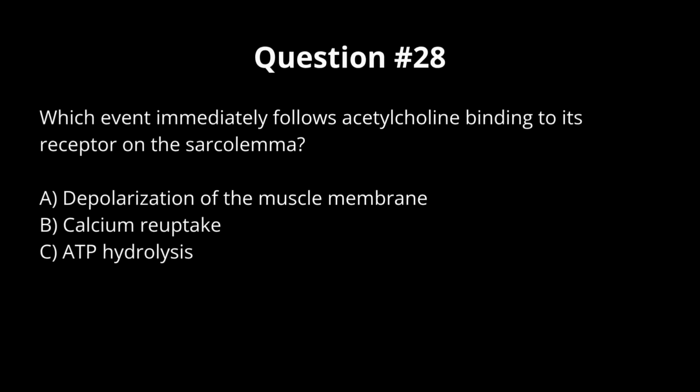Question number 28. Which event immediately follows acetylcholine binding to its receptor on the sarcolemma? A. Depolarization of the muscle membrane, B. Calcium reuptake, C. ATP hydrolysis. The correct answer is A. Depolarization begins when sodium channels open, generating an electrical signal that spreads across the muscle fiber.